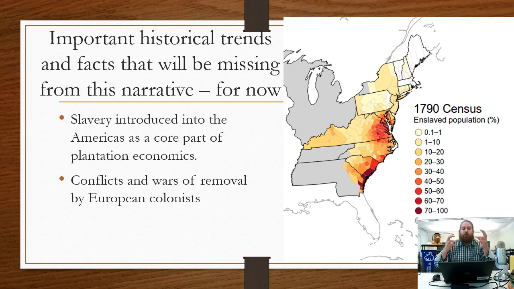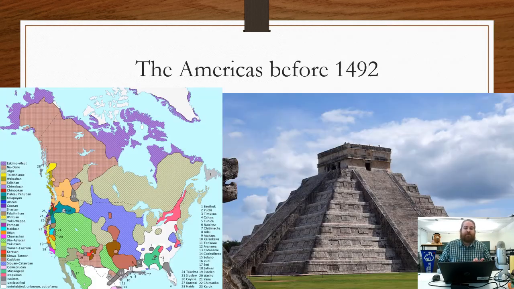Just to point out real quickly, not everything is going to make it into this video. A couple of really important trends aren't going to be in here. One is slavery. Slavery is going to be an integral part of the plantation economy. It's going to be a big part of the United States from day one. We're going to get into slavery a little bit later in the year and do a real deep dive. And secondly, we're not going to talk an awful lot about the Native American wars and how that's going to go. Again, topics that will be covered at other times.